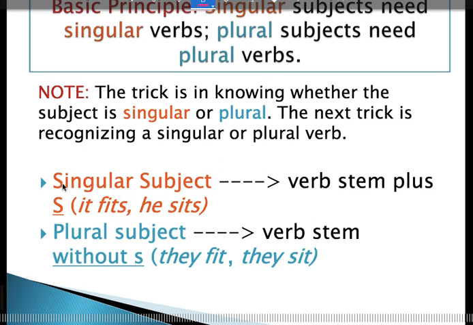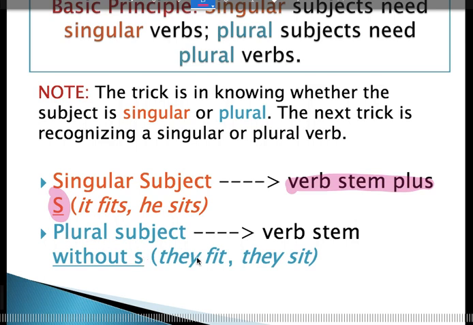So a singular subject is one person or thing. And here's where it gets a little tricky. A singular verb has an S. And when we speak, we hear that naturally. It fits, he sits. We would never say he sit. That would sound wrong. So a lot of times if you just say it out loud, you'll hear it.